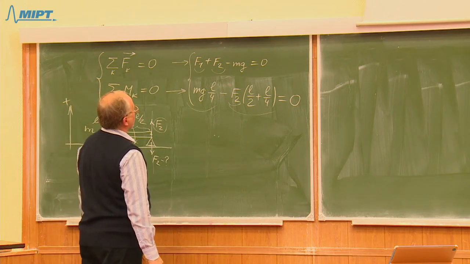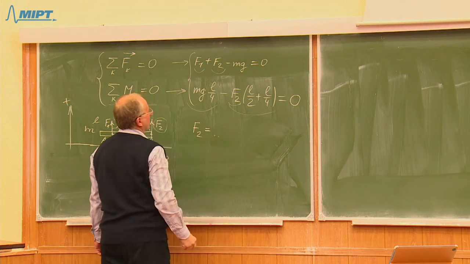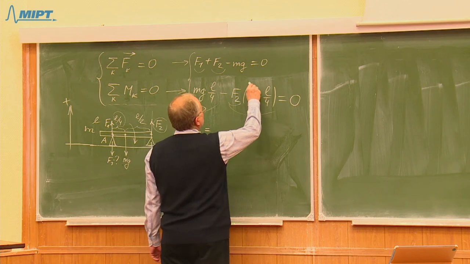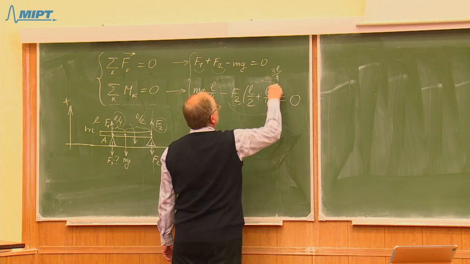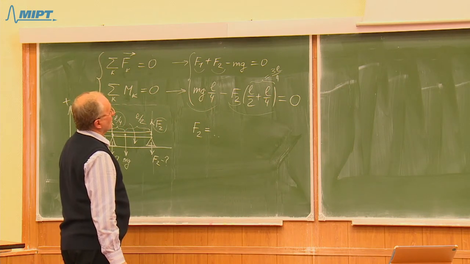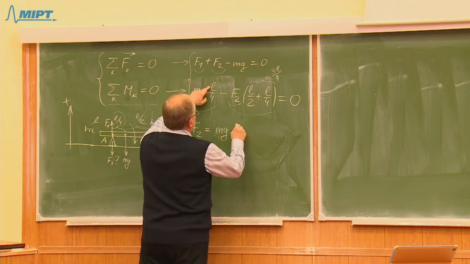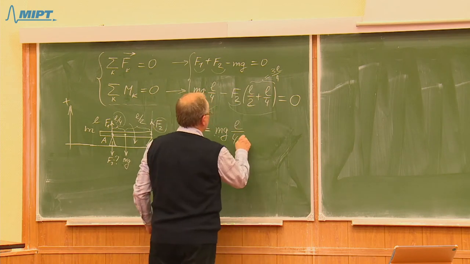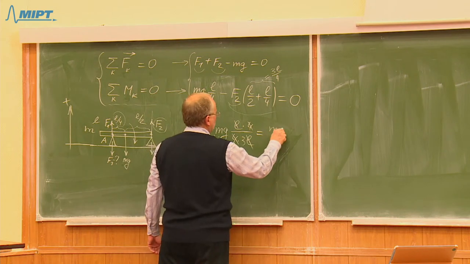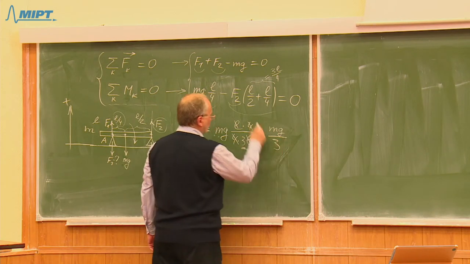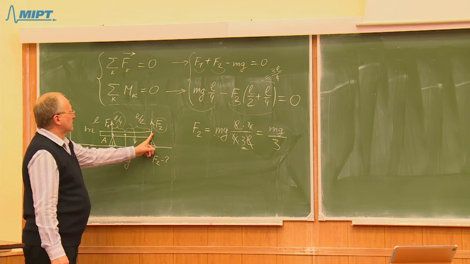Well, from the second equation, F2 can be found as, well, first of all, this coefficient in round brackets will be equal to 3L divided by 4, obviously. And so F2 will be equal to mg L divided by 4 and divided by 3L and again divided by 4. So 4 will cancel, L will cancel, and we obtain mg divided by 3. So this force F2 is found as mg divided by 3.